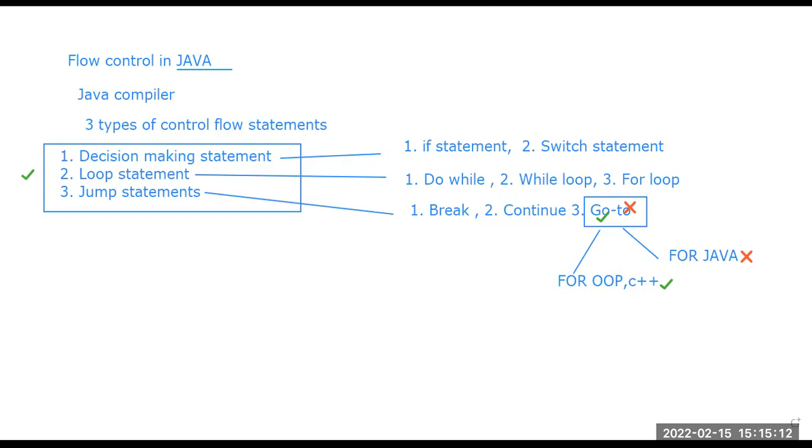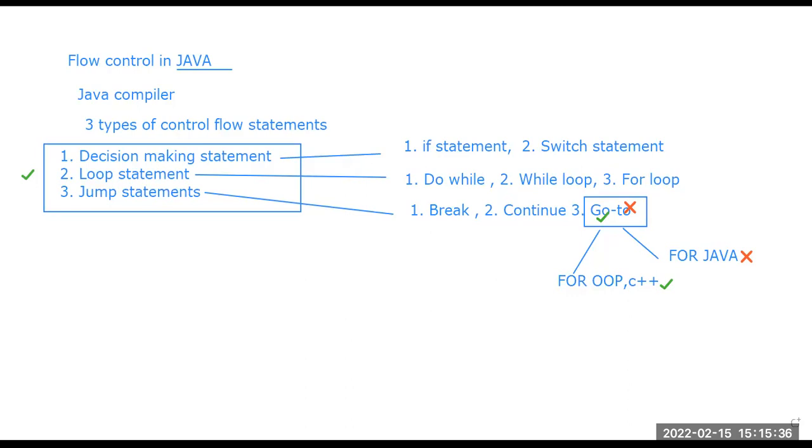Right, now coming to the next part that we are talking about, the scenarios one by one. First of all, the decision making statement we have talked about. In the decision making statement, there are two things, the if statement and the switch statement, right? Why have we termed this part a decision making statement?